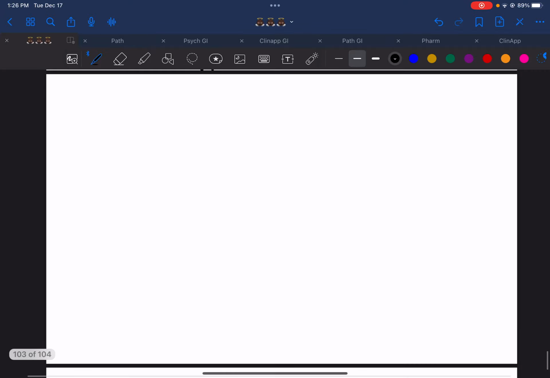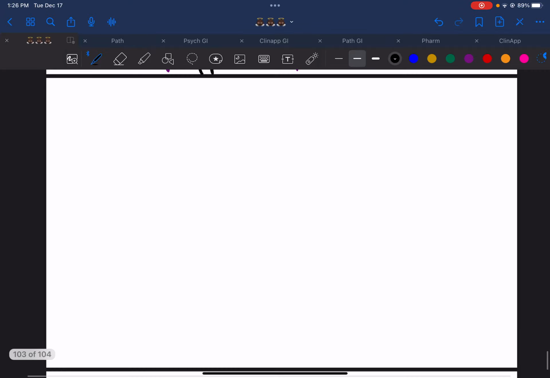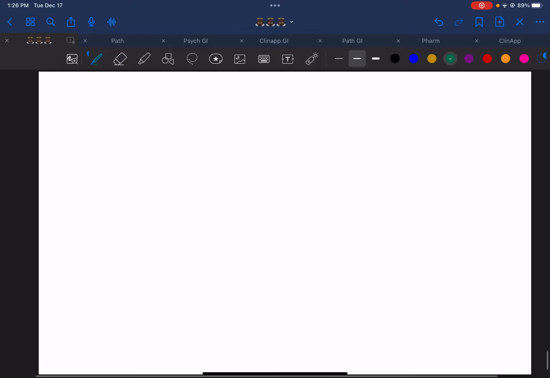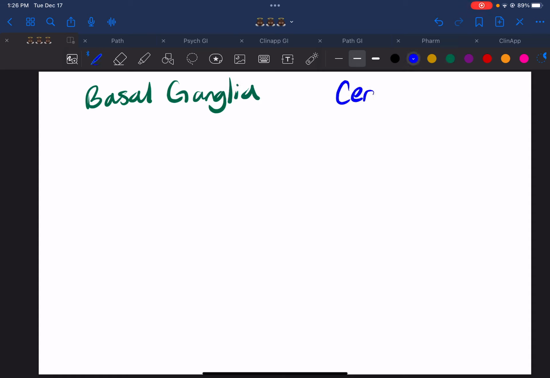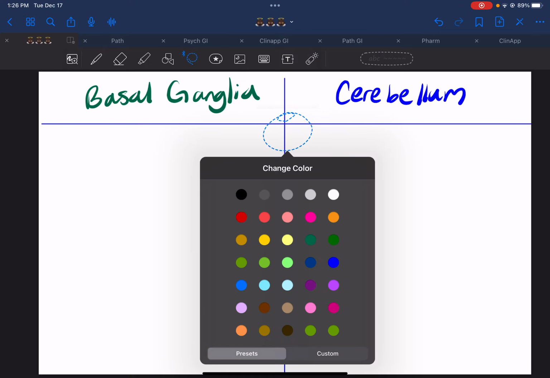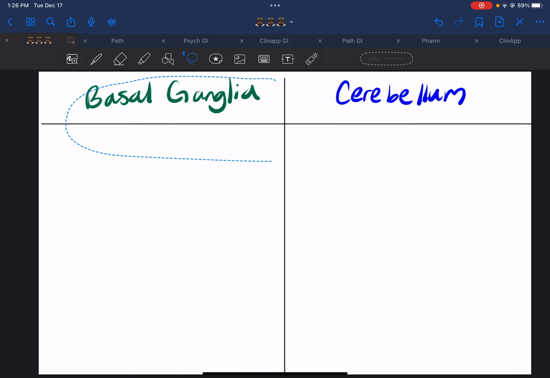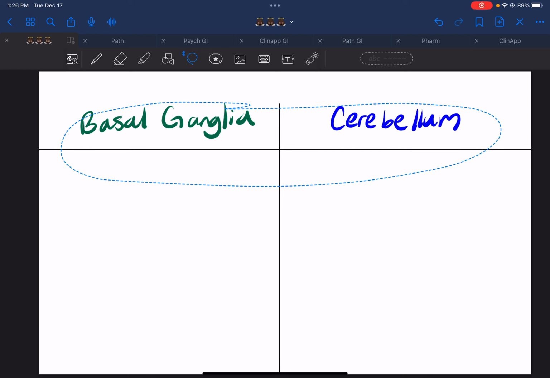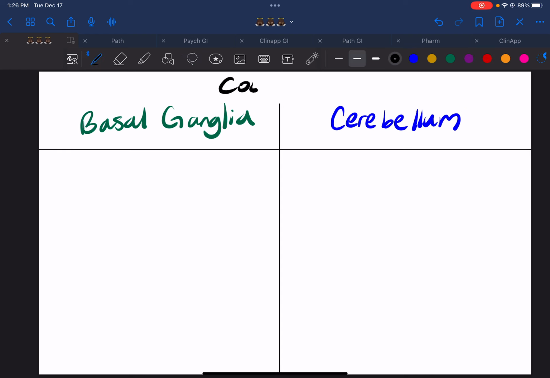This video is basal ganglia versus the cerebellum. So these guys are part of a pair. Why? Because they both are for coordination. They both coordinate movement. So the key words here are coordination and movement.